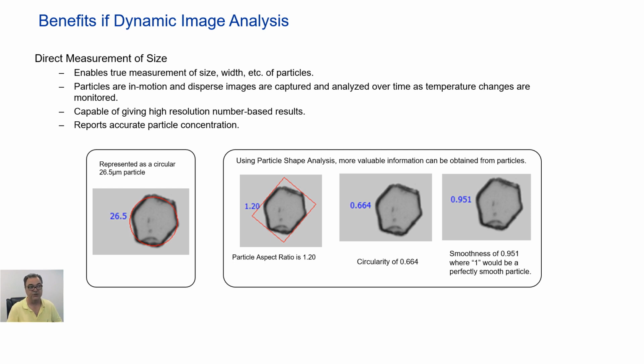The particles are in motion, so it's all captured in real time, and the information is also captured alongside temperature. So as the temperature changes, which is a very common trigger for crystallization, the temperature is also tracked, so we can actually see what changes in crystallization are happening over time. And then of course we get number-based results where we actually analyze every single particle, and the fact that we actually have thumbnails at the end for objective evidence is also very helpful.